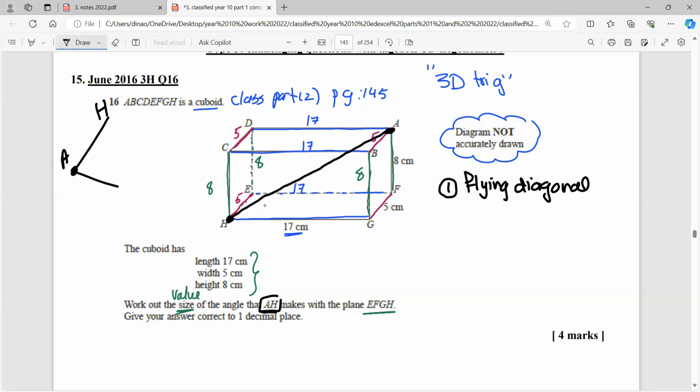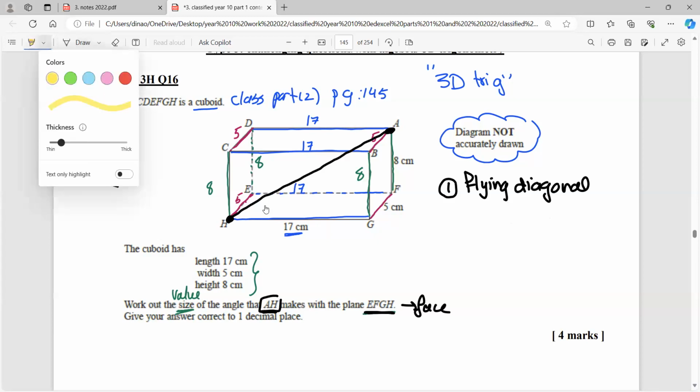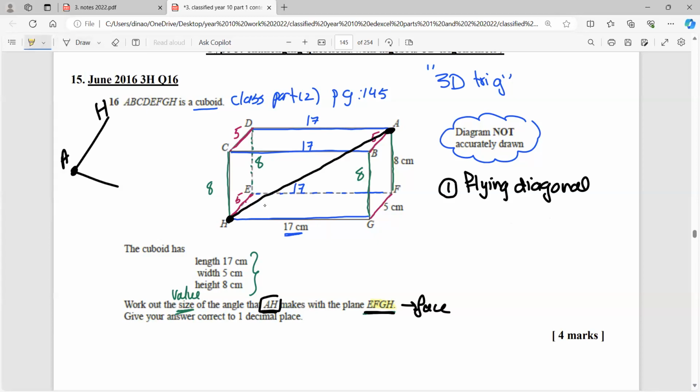Let's see where is the angle that AH makes with this plane? And as we said, plane means face. Let's highlight together this face that the examiner is talking about. Where is EFGH? There, this is it. This is EFGH.